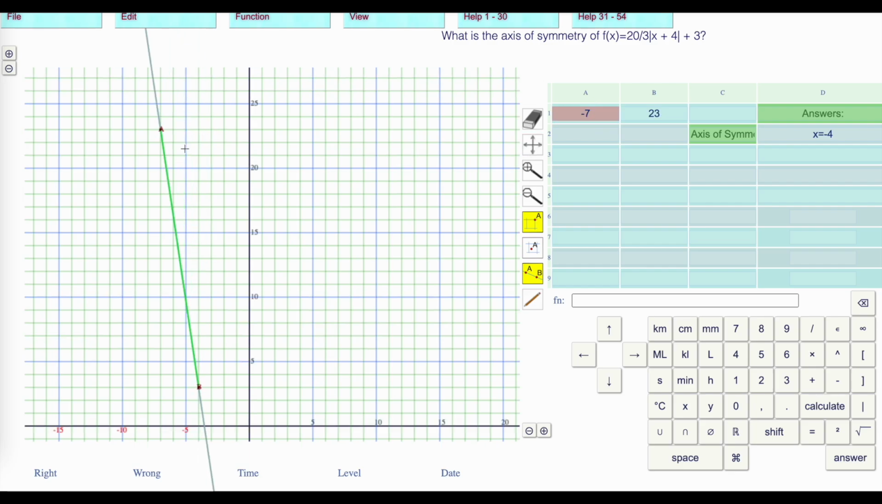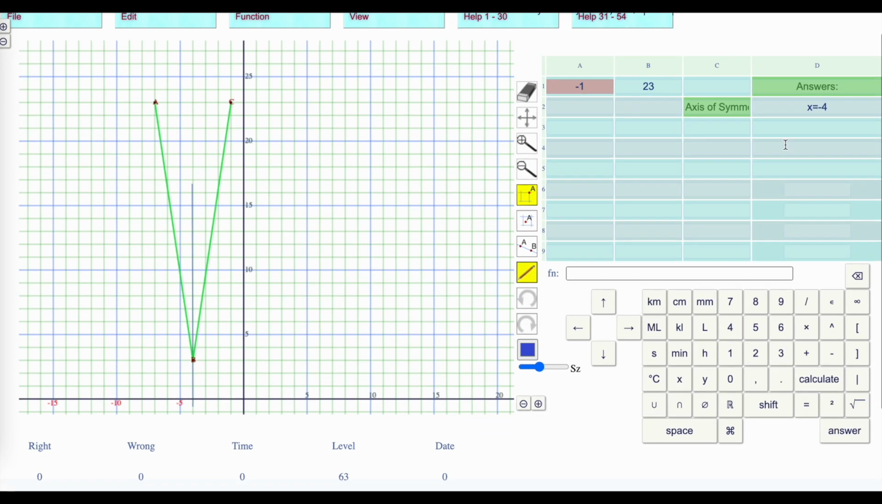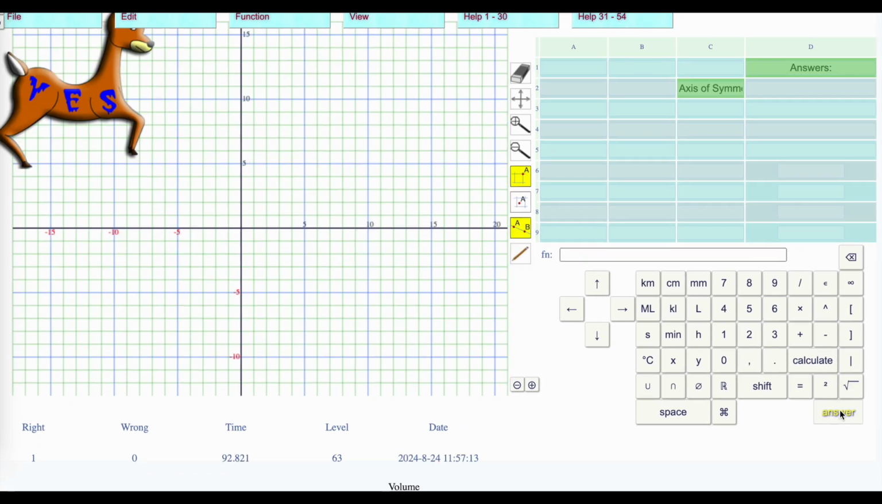Minus 7 is 23. If I went 3 in that direction, I went 3 in the other direction, that would be minus 1, would also be 23. It's going to keep going up. And they want to know the axis of symmetry. Well, the axis of symmetry is here, right? This is the axis of symmetry. It's this line right here. X is equal to negative 4, as we said. X is equal to h. And then we press answer to see if we're right.